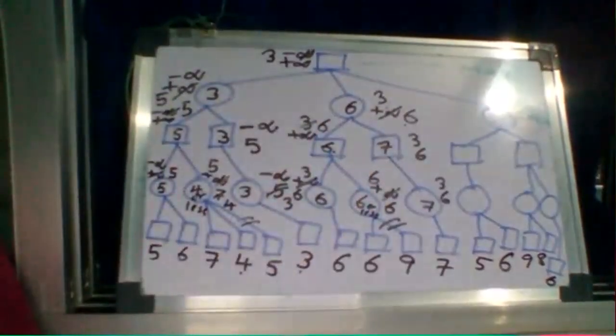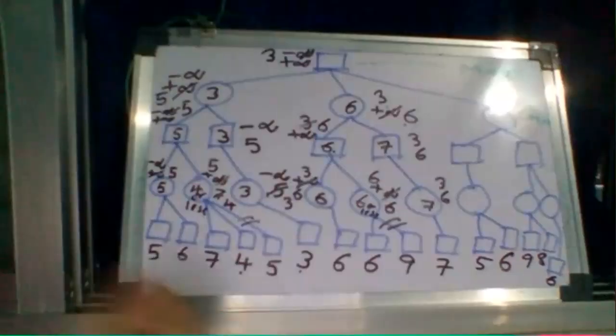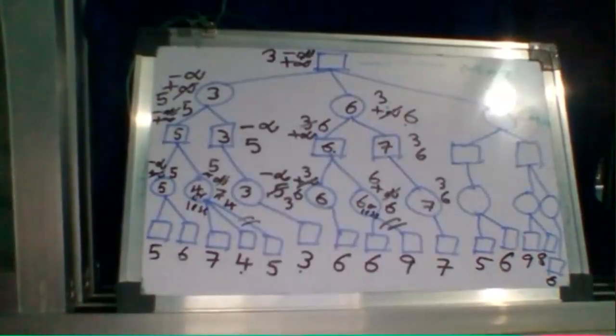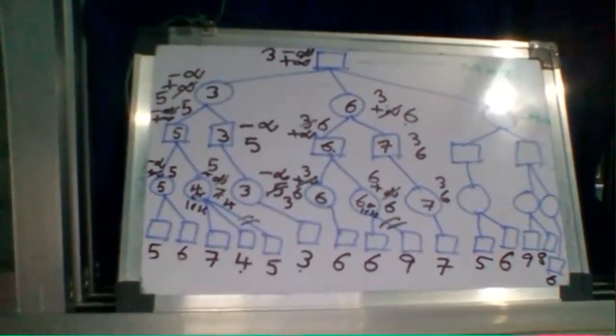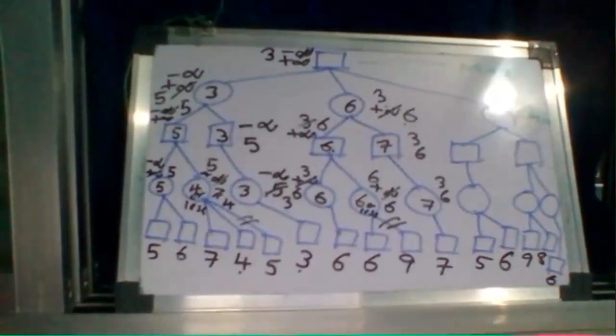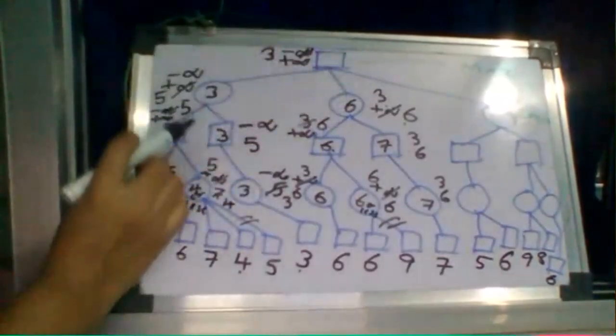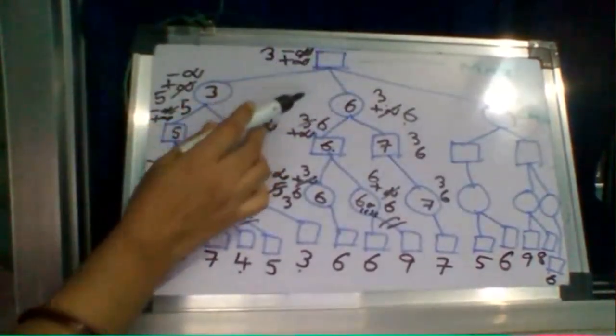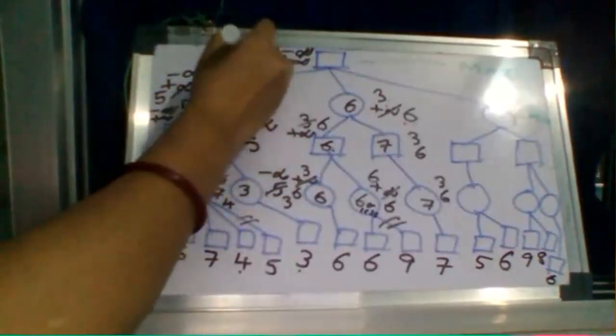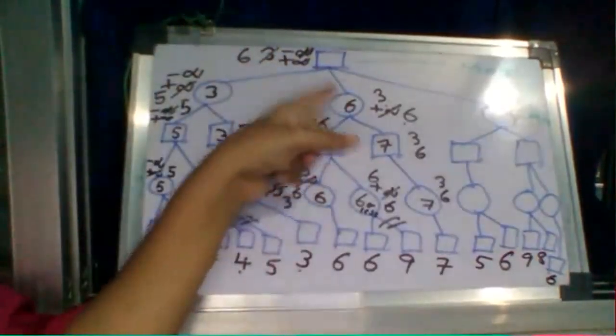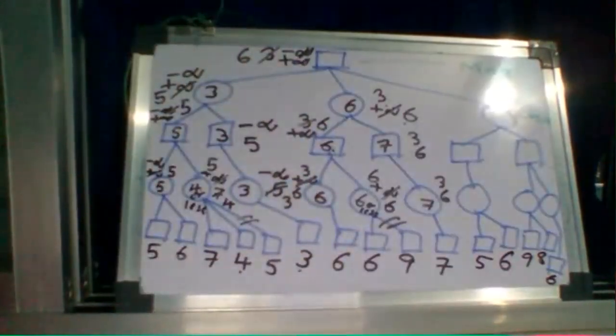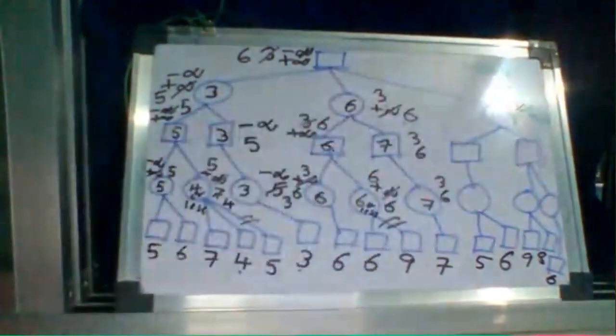But whatever be the value, 6 will be finally selected here because min is playing, and among 6 and 7, min will prefer 6. So whenever 6 goes there, then in the upper level the value of alpha will be modified because here max is playing. If max is playing, max can modify the value of alpha whenever a bigger value comes. So as 6 is bigger than 3, alpha value will become 6. So when we go to this level, alpha is 6 and beta is plus infinity.